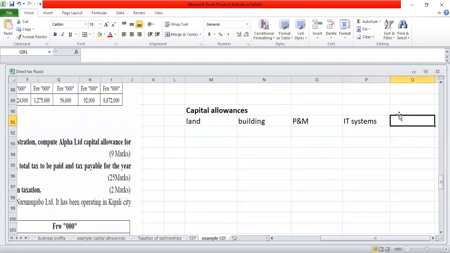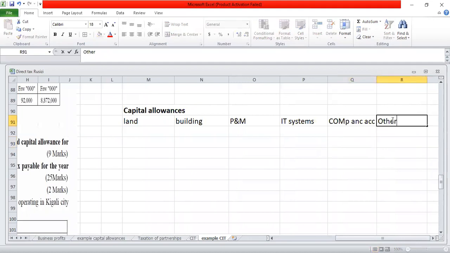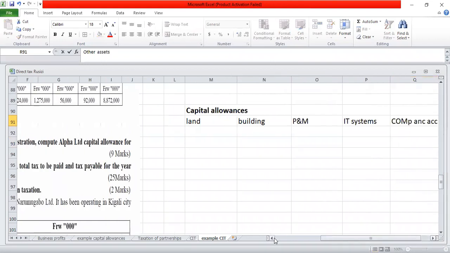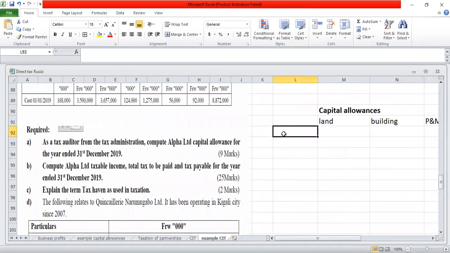Then we have computer and accessories. And then we have the other assets. So the value here, first we recognize the land, so the cost. The cost, this is 168.